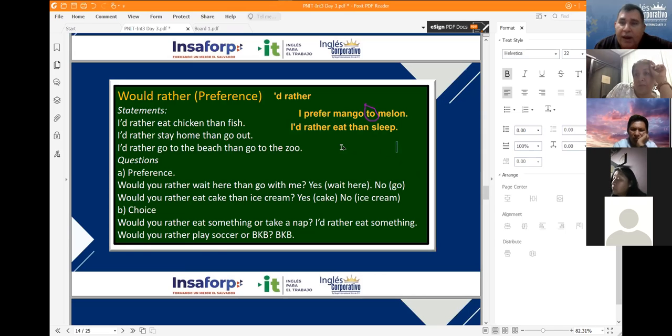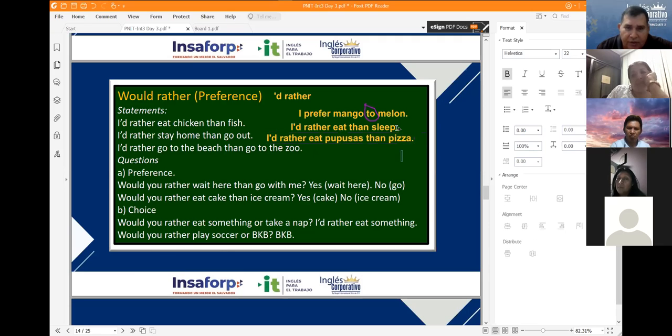Okay, prefer. But what happens if I use only one verb and two nouns? Check over here. We say, I'd rather eat pupusas to. No, with prefer we use to. With this one, we use than pizza. Okay. Pizza I don't like, but I prefer pupusas. So say like this, I'd rather eat pupusas than pizza. I'd rather eat pupusas than pizza.